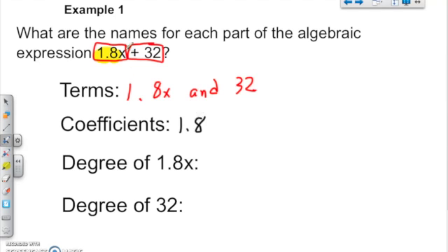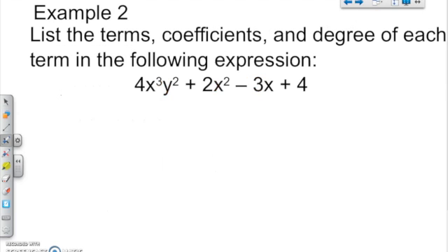Now, if we look at the degree, I'll erase a little bit so we can see a little bit better. Our degree of 1.8x, so we're looking at the first term again, should be whatever the exponent is. Now, you don't see an exponent there. What did we say we could put there? That's right, a 1. So the degree of 1.8x is 1. Now 32 is a constant. It does not have a variable. Remember our rule for that? If it's just a number and has no variable, our degree is going to be 0. Alright, let's look at one more example together and then I'll turn you loose on the practice.